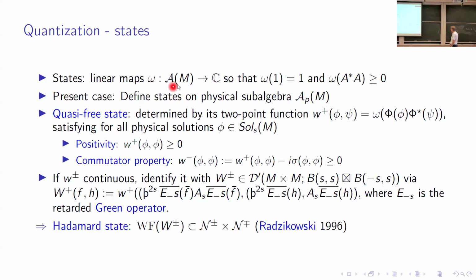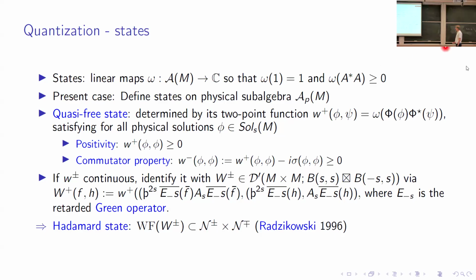So a state is a function on the algebra which goes to C, which is normalized. So the state on unity is 1, and omega of A star A is positive. This is a very important condition, the positivity of the states. And this is the reason, we will see in a moment, why the algebra we start with is too big.